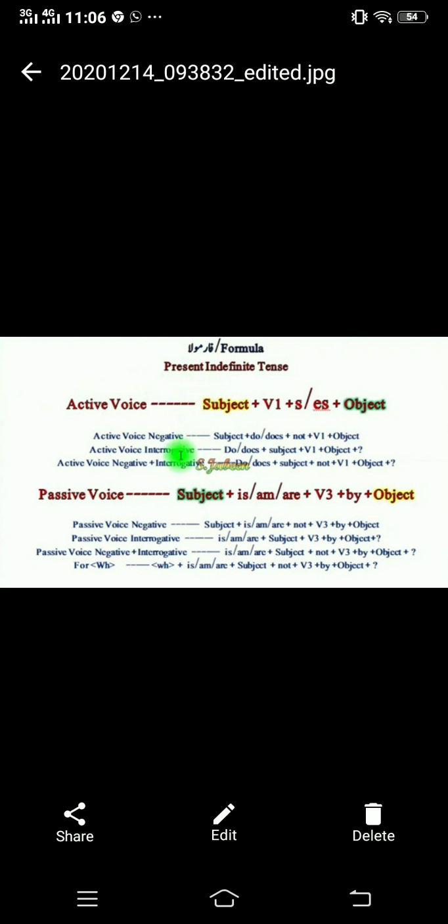Related to the WH family, all the structure or formula will be the same as we discussed in interrogative sentences, like is, am, are, subject, or in negative interrogative sentences, is, am, are, subject plus not, third form of verb, by, object, and question mark. We just add the words why, where, when, what, etc., the WH family words, at the beginning of the sentence before is, am, are. Clear?